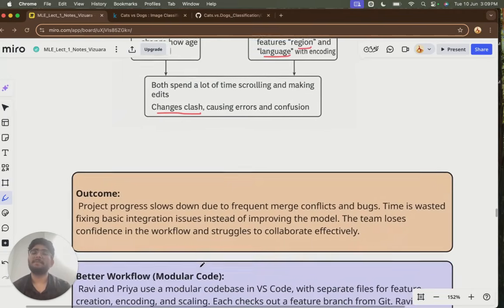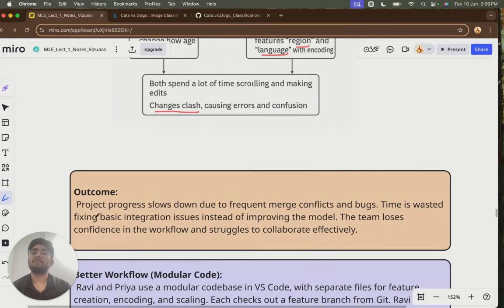This is probably a bad approach because project progress slows down due to frequent merge conflicts and bugs. Time is wasted in basic integration issues. Instead of improving the model, the team loses confidence in the workflow and struggles to collaborate effectively.